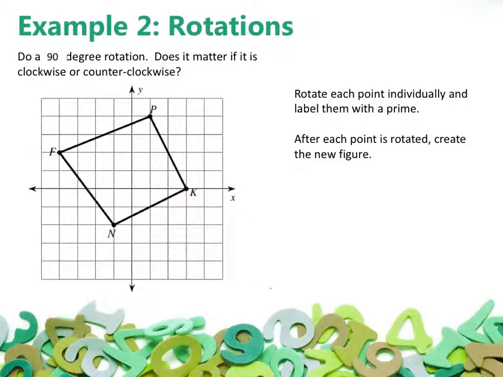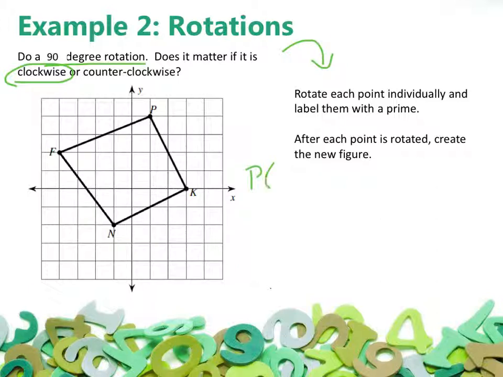This is example 2. In example 2, we're going to take each point and we're going to rotate it 90 degrees. Now, the question here is, does it matter if it goes clockwise or counterclockwise? Yes, it does. In our case, we're going to go clockwise. We're going to go right when we rotate this.